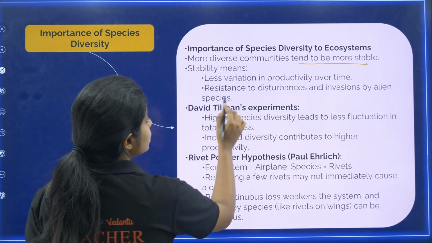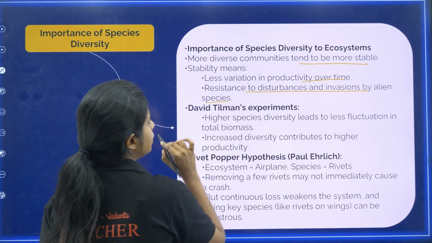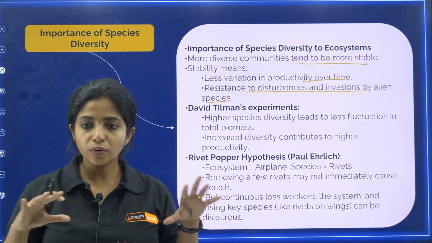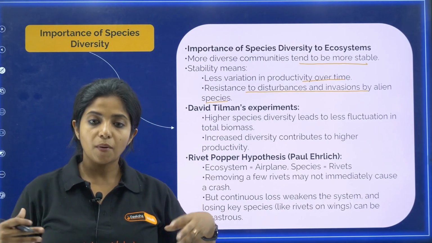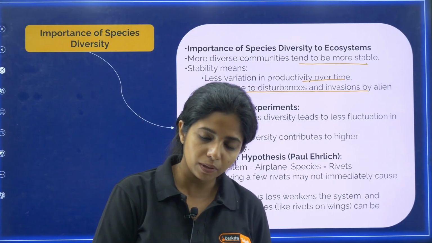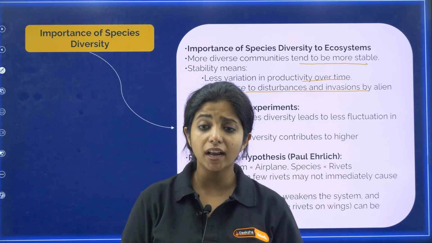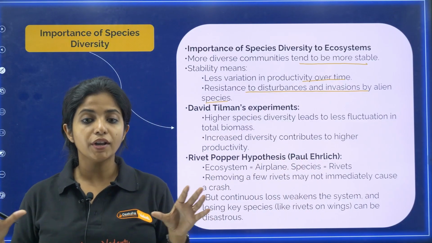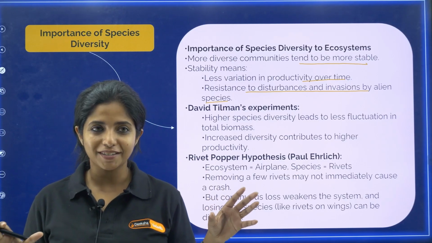Stability means what? Less variation in productivity over time, and also resistance to disturbance and invasions by alien species. That is what you mean by stability. That means the productivity is not going to decrease. It is going to be in a stable format. The amount of production that will be there, primary productivity, secondary productivity, the amount of photosynthesis being done, the amount of plants available to be eaten by the organisms, all of its levels will be what, my dear children? Controlled. It is not going to be unstable. You get it?